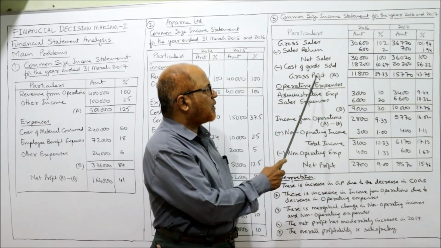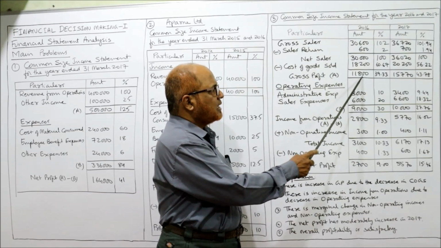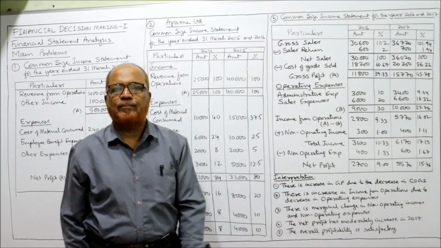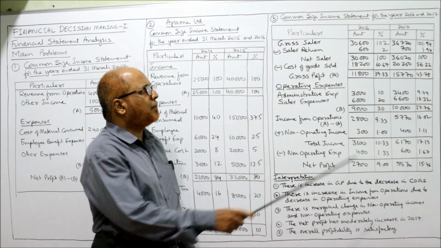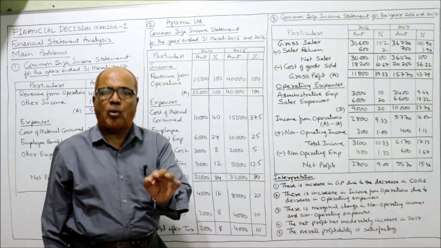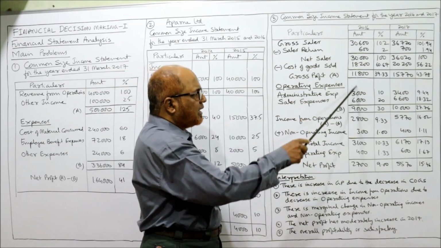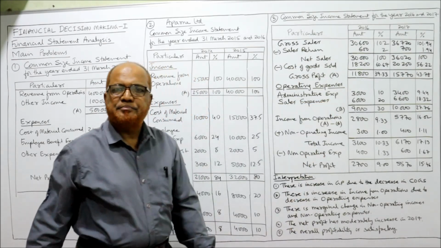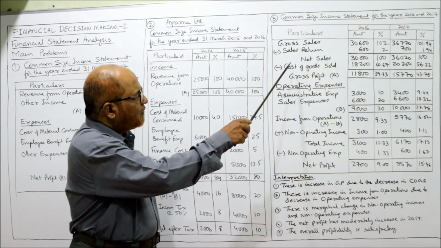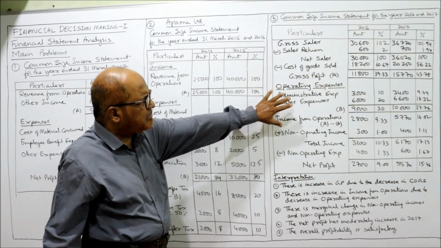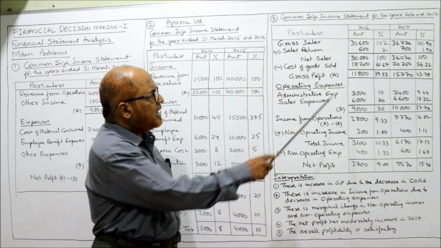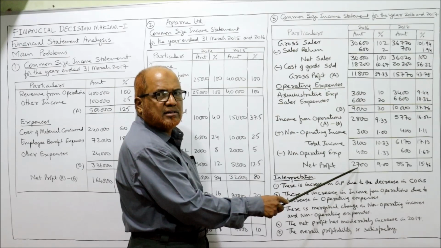Subtract, and we will get gross profit: 11,800 and 15,500. Don't calculate the percentages right now. Right now, whatever amounts are given, simply take all the amounts, exactly in the same format as given. Same amounts I have taken, right?